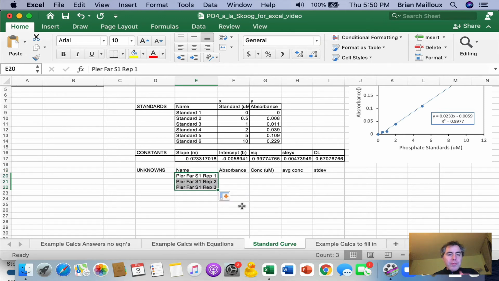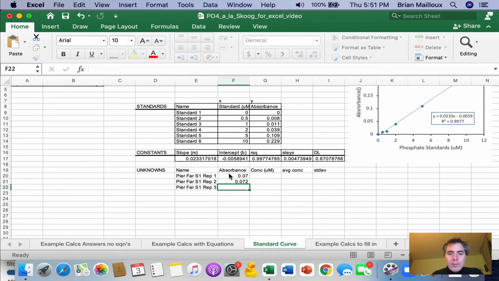Right, you can imagine we did 3 reps on your first sample, and then they had absorbance. So if you do something like this, it's like 0.07. Oh, wrong spot. Undo that. Remember, it's always Command Z. 0.07, 0.072, and 0.068. Then you can calculate the concentration.